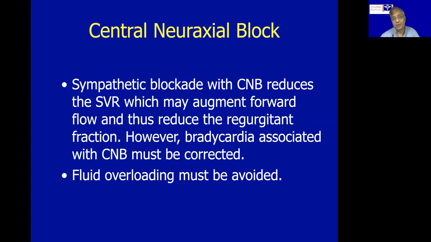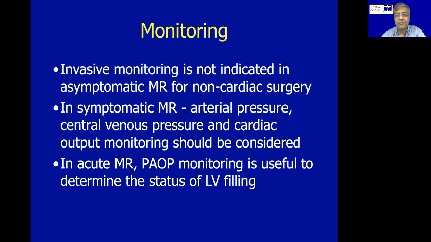Central neuraxial blockade. Sympathetic blockade reduces the SVR, which may augment the forward flow out of the heart and thus reduce the regurgitant fraction. However, bradycardia associated with central neuraxial blockade must always be corrected. You may use an agent to increase the heart rate in case bradycardia occurs so that the forward flow is improved. Fluid overloading, however, must be avoided with central neuraxial blockade.